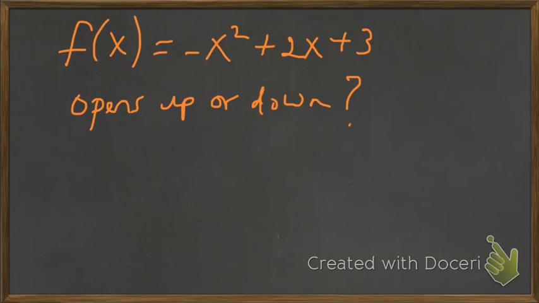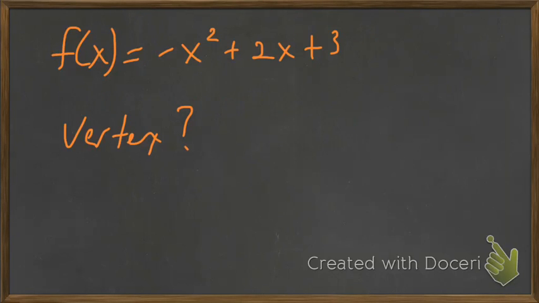Does this graph open up or down? Oh, well, it must open down if we see a negative out front. So let's begin working up to sketching the graph of this function by finding the vertex. Well, this will be a parabola.